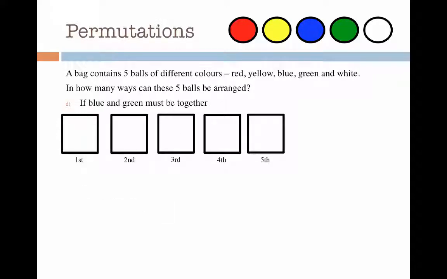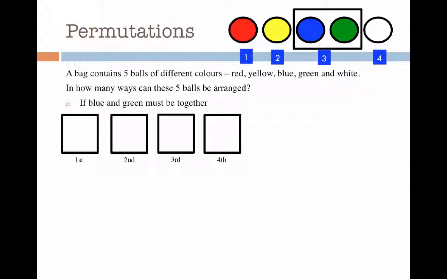Time for D. If blue and green must be together. If blue and green must be together, we no longer have 5 things to choose from, but 4 different things to choose from. So I'm going to get rid of that last selection. Now, the number of things that can go first are 4. There are only 4 different combinations. I can either choose a red, a yellow, a white, or the blue and green go first. Then I have 3 selections once I've made my first, and then 2 followed by 1. The total number of arrangements is 4 factorial.